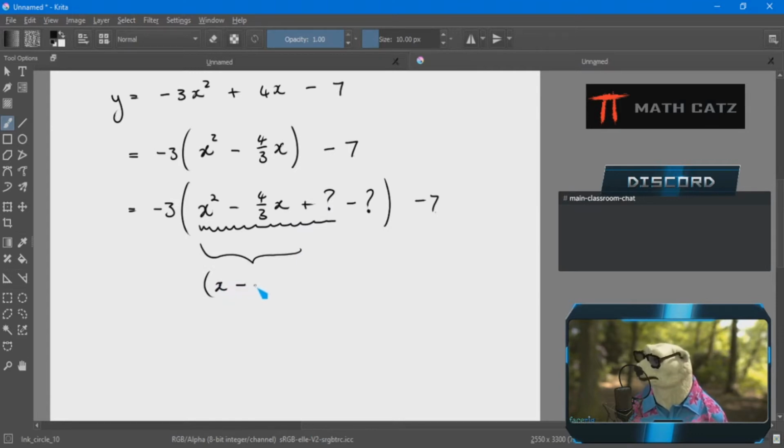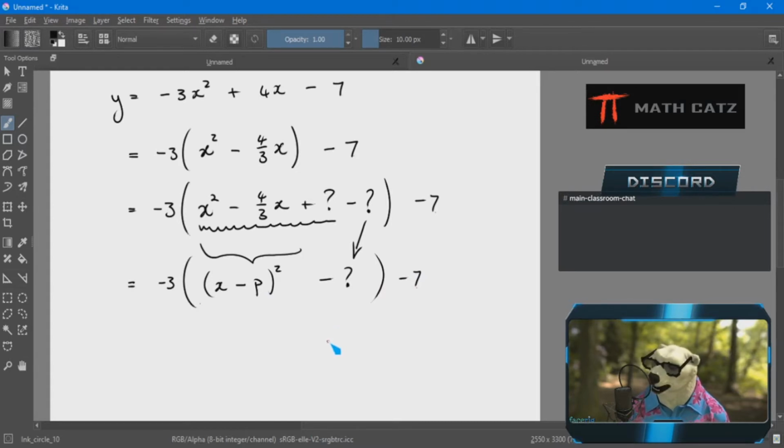x minus some number p squared. I still have this guy. They're still in large brackets. The negative 7 is still there. The negative 3 is still in front as well.